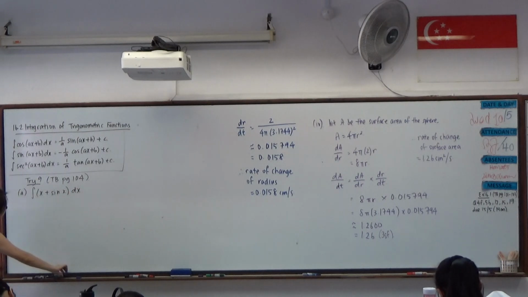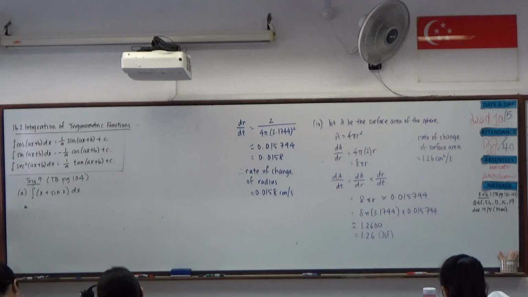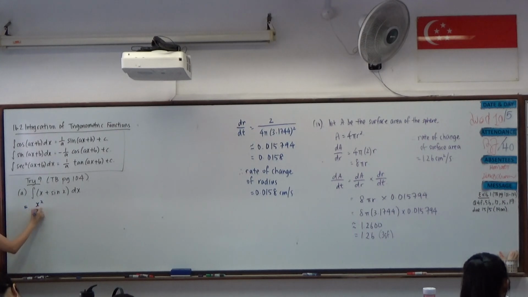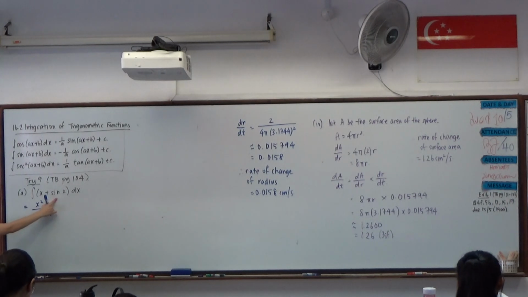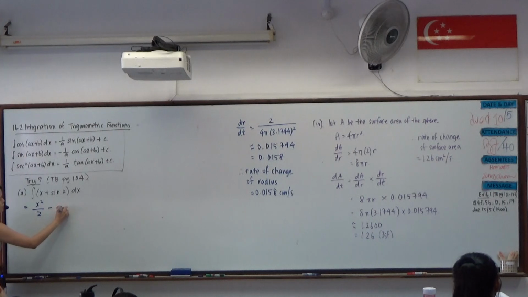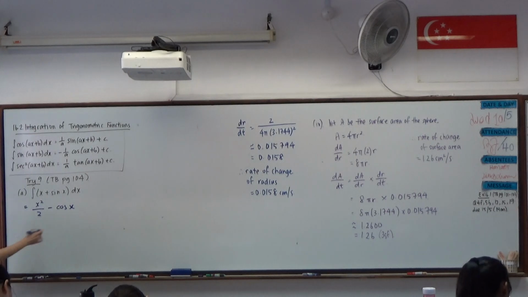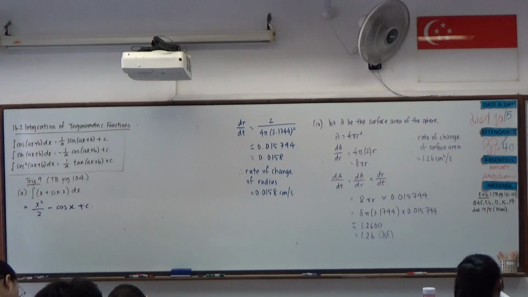Let's take a look at integrating x plus sine x first. Integrating x plus sine x, we integrate x first, we get x squared over 2. Then we integrate sine, we will get negative cosine. Since it's just a simple x, we just leave it as a simple x. Not forgetting to plus c.